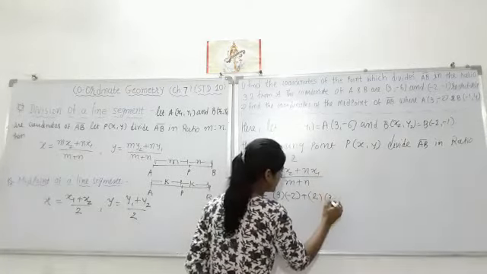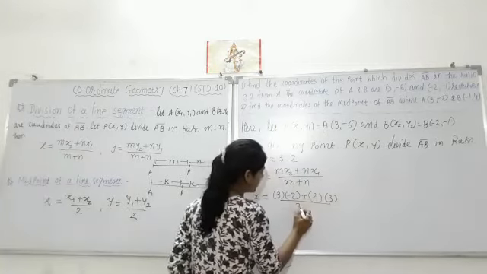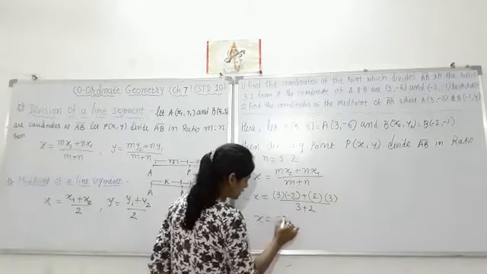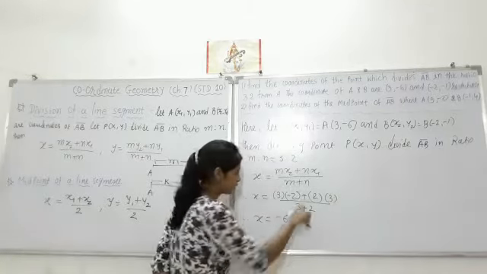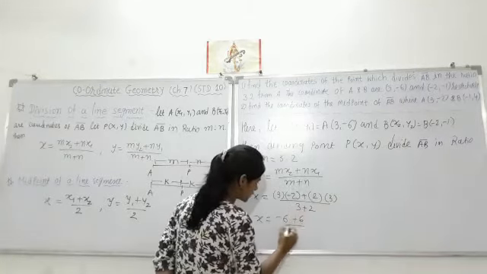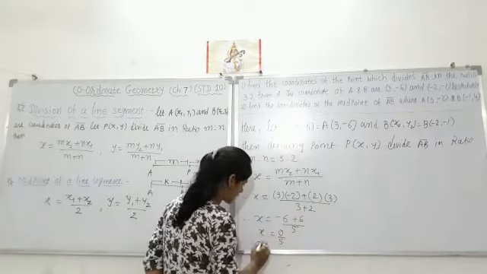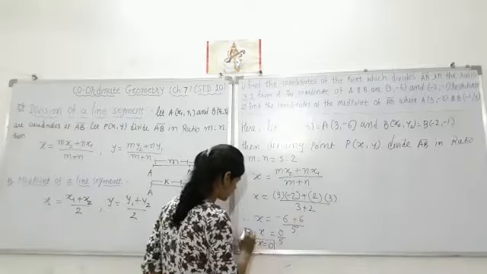x1 is 3, divided by m plus n. So your x is plus minus minus, 3 twos are 6, plus plus plus, 3 twos are 6, divided by 5. So 0 by 5. So your x will become 0.